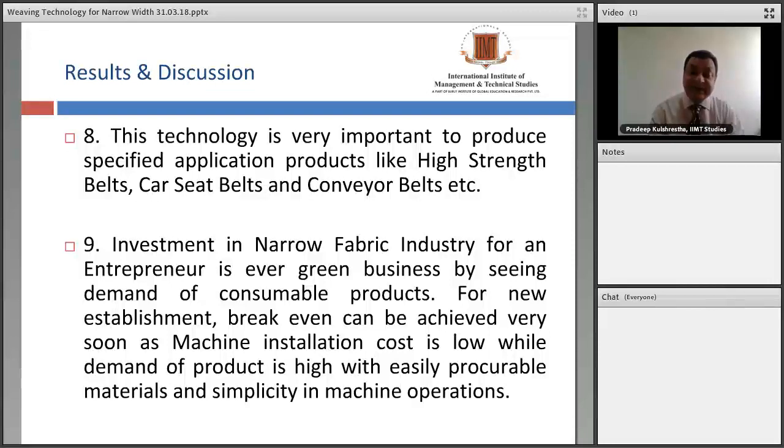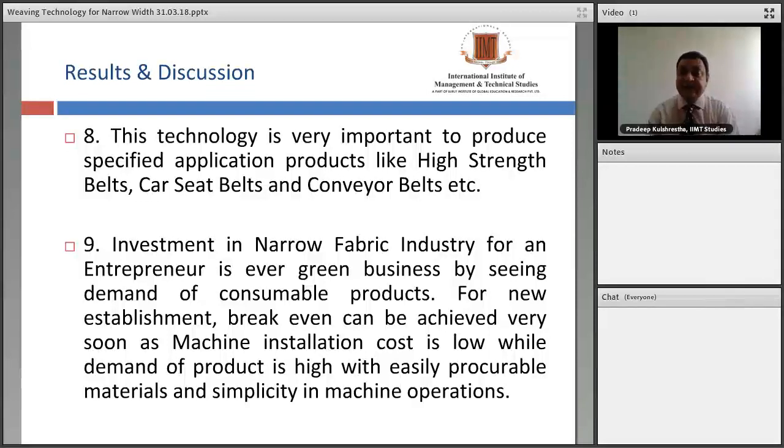Because strength is there, and because of the addition of the extra material during running, abrasion properties have been enhanced on the belts. Now, investment in an industry for an enterprise is given by seeing the demand of the concerned products. What happens if some entrepreneur wants to put up some project or make some business? Land is a very crucial and important factor. Land cost is very high.